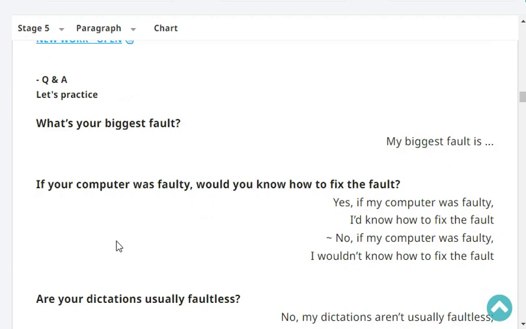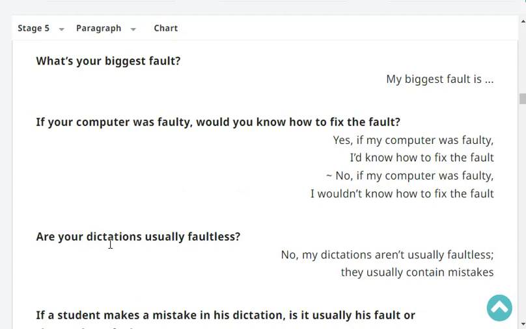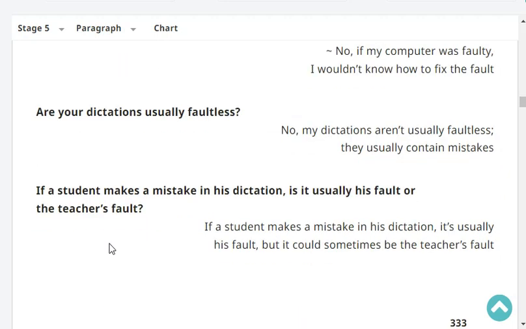If your computer was faulty, would you know how to fix the fault? Yes, if my computer was faulty, I'd know how to fix the fault. Very good. Are your dictations usually faultless? No, my dictations aren't usually faultless. They usually contain mistakes.